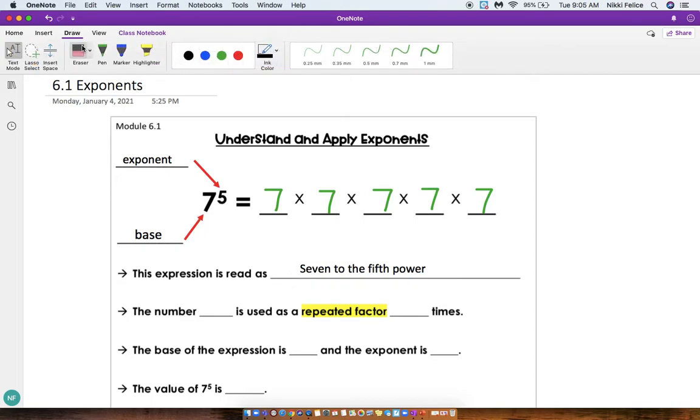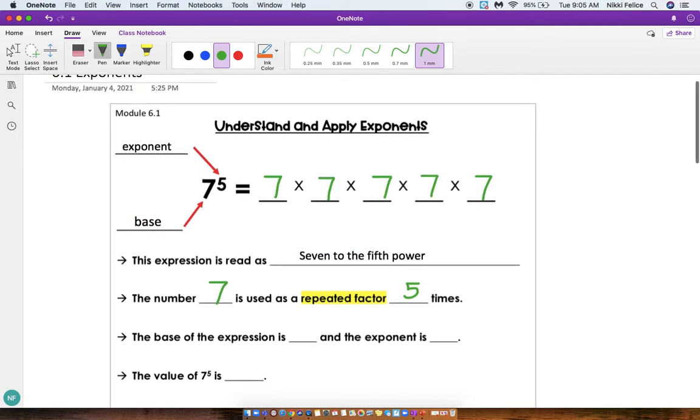So another way that we could say this, the number blank is used as a repeated factor blank times. Well, 7 is my repeated factor because that's the number that's getting repeated over and over. How many times is it getting repeated? 5 times, because my exponent was a 5. So the number 7 is used as a repeated factor 5 times. And once again, the base of this expression is 7, and the exponent is 5.